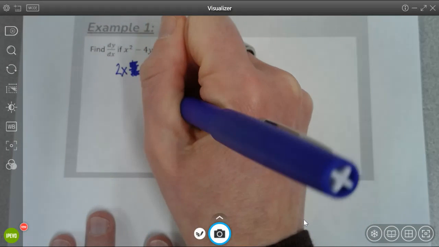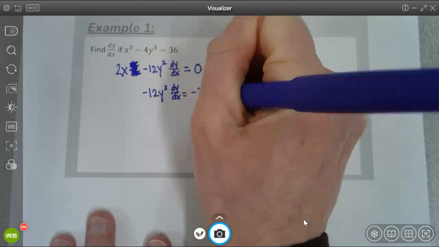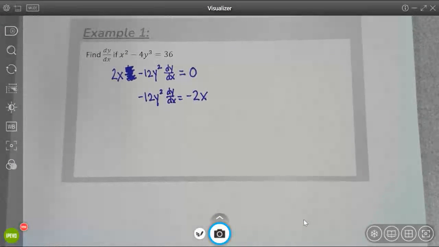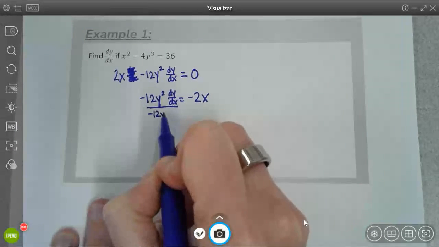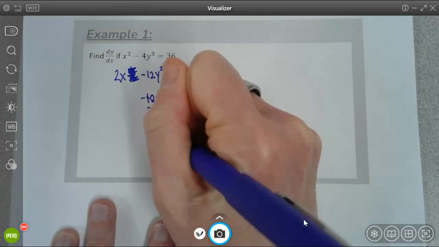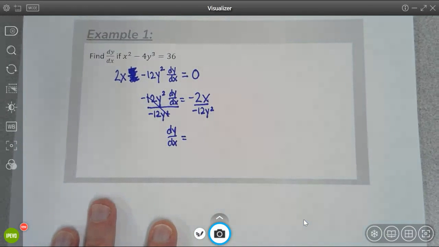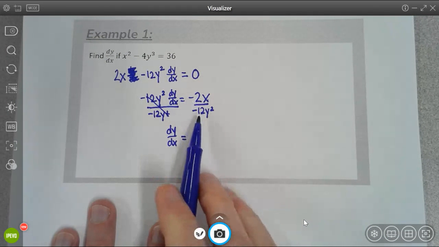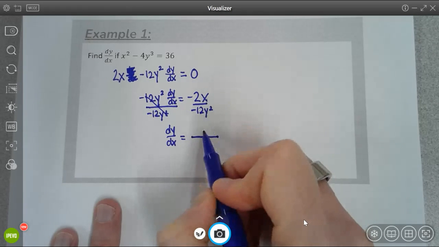So that would leave me with negative 12y squared dy/dx equals negative 2x. And then, again, my goal was to solve for dy/dx, so I would divide both sides by that negative 12y squared. And that would leave me on the left side with just dy/dx. And on the right side, I would simplify that resulting fraction. Negative 2 divided by negative 12 will simplify to 1/6, and then x over y squared.